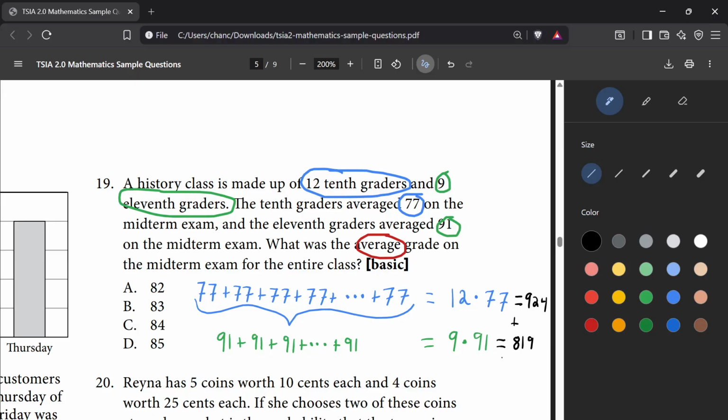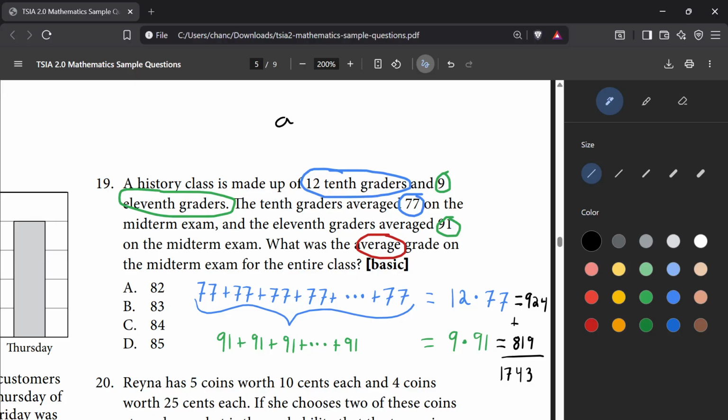And our goal for finding an average is adding everything up together. So I need to do 924 plus 819, which will give me 1,743. That is the total grade if we add up all of the grades from the 10th graders and all of the grades from the 11th graders.